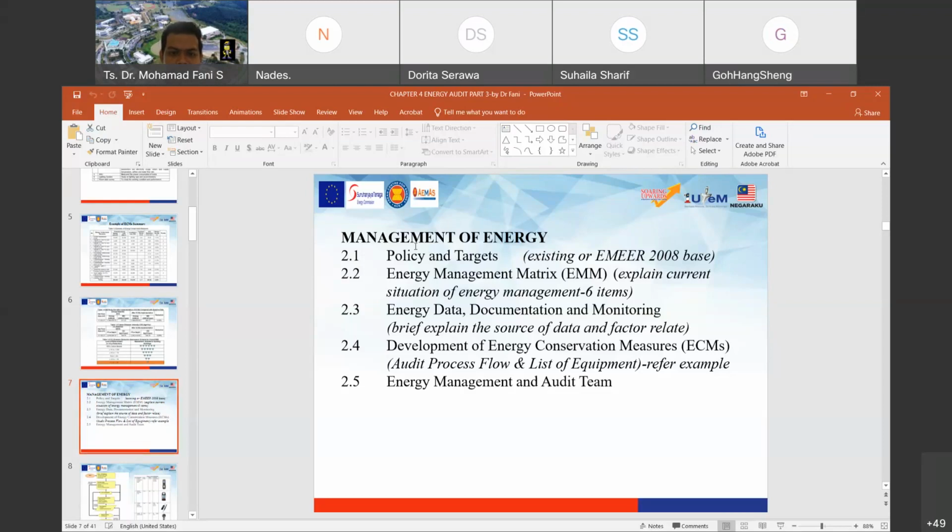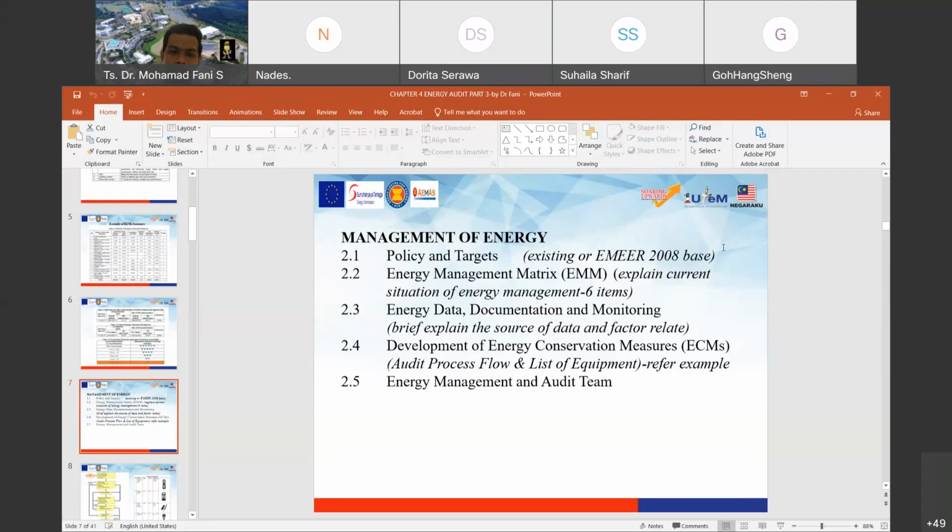Section 2, management of energy, policy and target, existing or emerging. You can put the policy and target, for example the introduction of the National Energy Efficiency Plan, and also the emerging ones. Just briefly explain the policy and target and how the government takes initiatives to reduce CO2 emission, as the introduction for energy management in section 2.